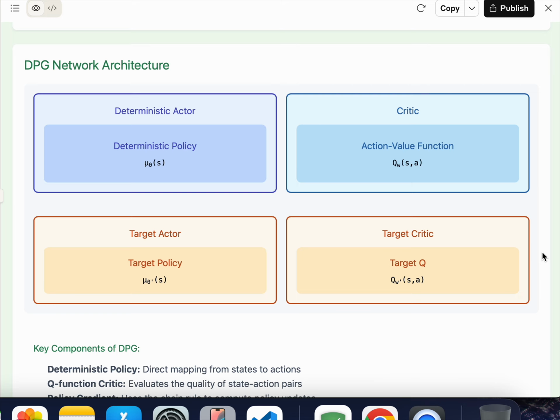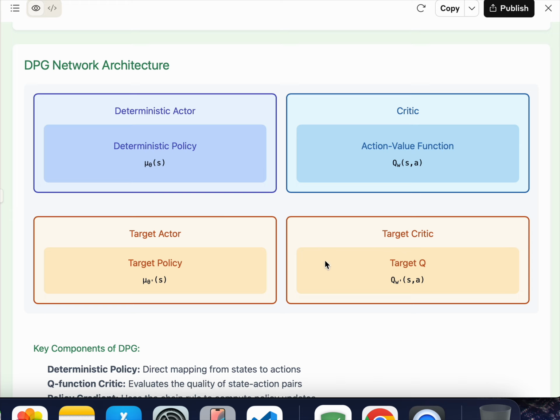Okay, let's look at the network structure DPG uses. The core idea is pretty simple. We have an actor-critic setup. On one side, we have the deterministic actor. That's the network that gives us our policy, which we call mu theta of S, meaning given a state S, the actor tells us which action to take.